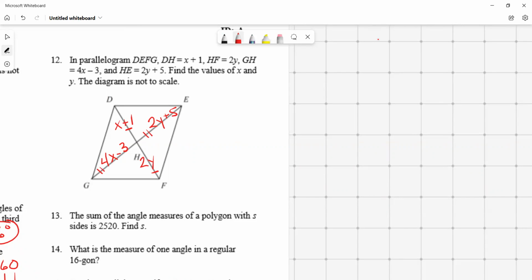So what you do first is you solve for one of the variables. So I'm going to take this x plus 1 and make it equal to 2y, and I'm going to subtract 1 from each side. I'm going to get x equals 2y minus 1. Then I have to go to this other equation, this 4x minus 3 that's equal to 2y plus 5.